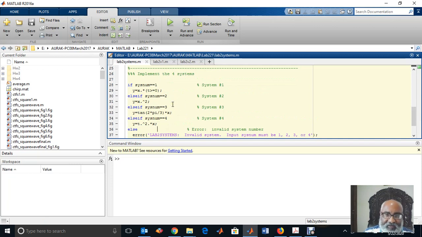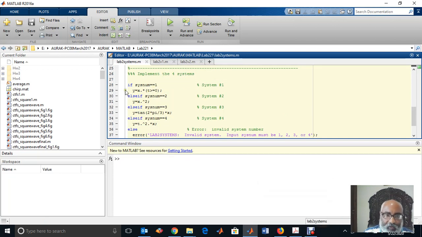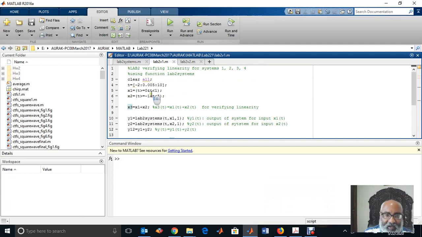Now let's check again for system 1, which is, as I said, x of t times u of t, which is this one. Let's check linearity. Okay, the linearity proof. Let's see the MATLAB script file. I just made a small script file, and I call the name of the file lab2v1. It's just a name. You can give it any other name you like.